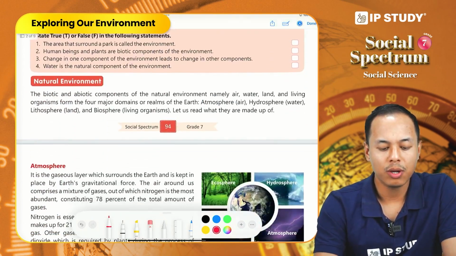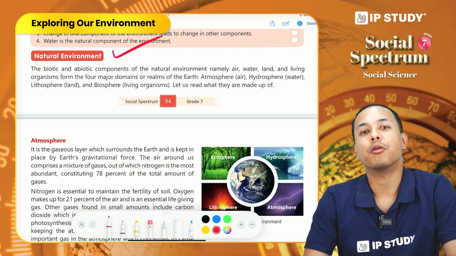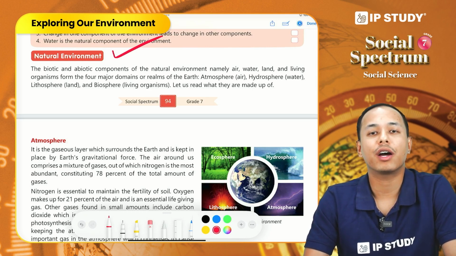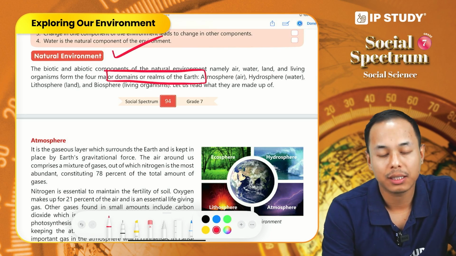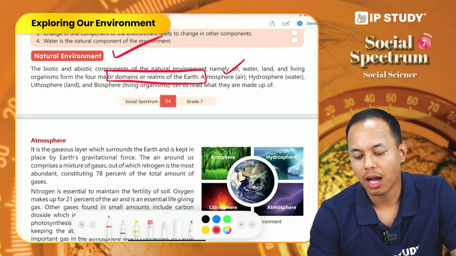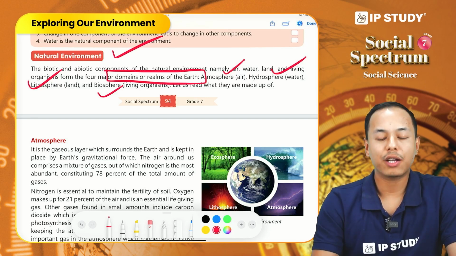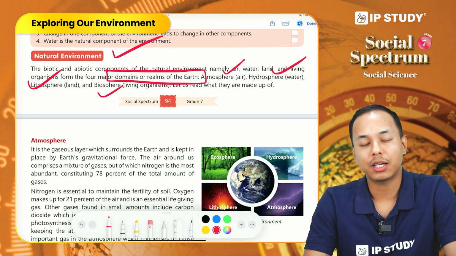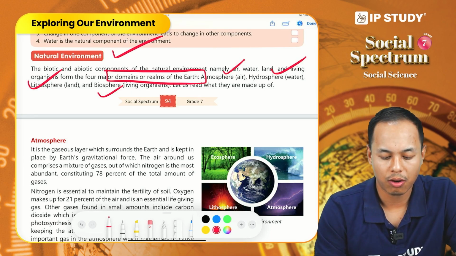Okay. So now let us see the natural environment. The biotic and abiotic components of the natural environment form 4 realms or domains of the earth. And these are atmosphere, hydrosphere, lithosphere and biosphere. Okay, so atmosphere is related to air, hydrosphere related to water, lithosphere to land and biosphere related to living organisms.